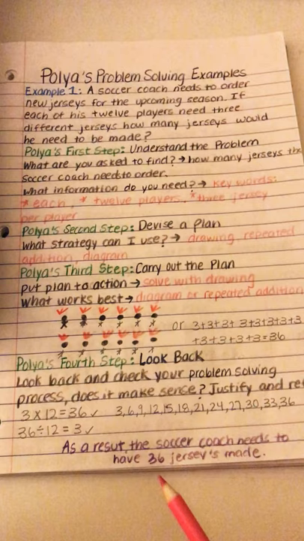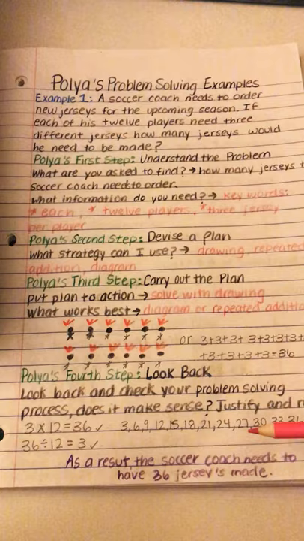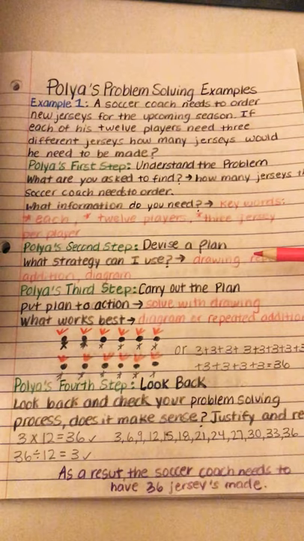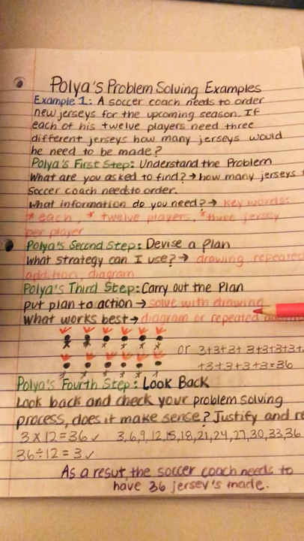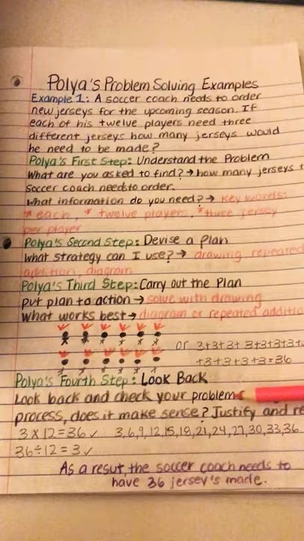And this is completely following all the steps and going through each process: naming the keywords, looking at the diagram and devising a plan, then actually writing out the plan and solving it, and then looking back just to make sure it makes sense and everything's carried out right. So this is the first example of how to do Polya's problem solving.